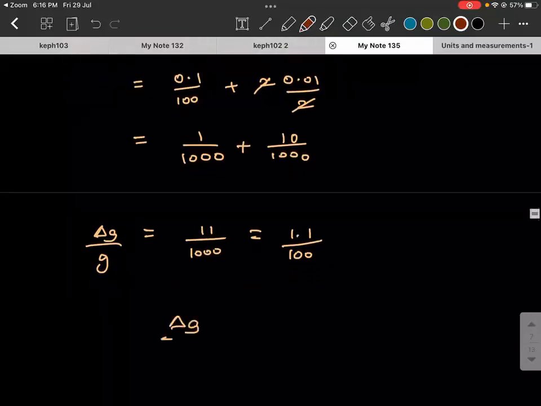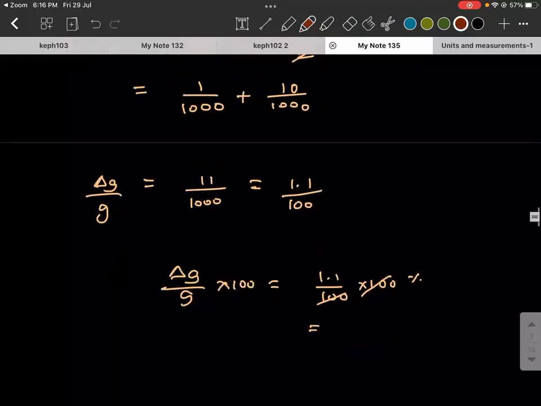So percentage error will be 1.1 by 100 into 100 percentage. 100 and 100 are gone. Answer will be 1.1%. Am I clear with this?